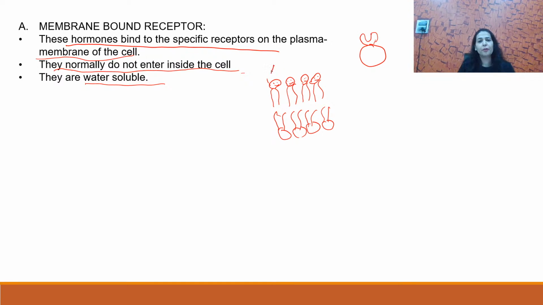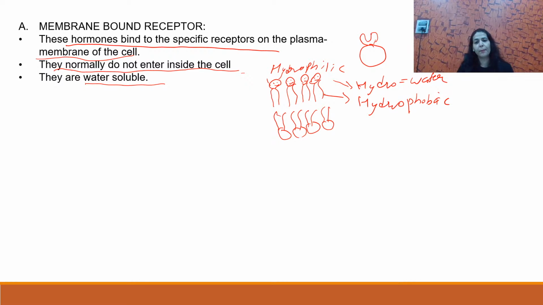This is the hydrophilic part. What do you mean by the term hydrophilic? Hydro is equal to water and philic is equal to liking. So the upper layer loves water, but these two strands are hydrophobic. Absolutely, Pradeep, they are hydrophobic. The lipid part is hydrophobic.